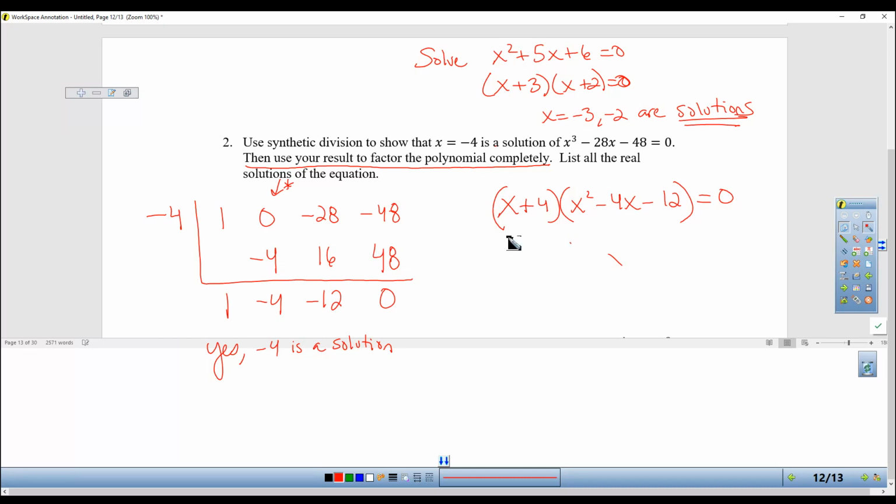Come on, that's awesome. So x plus 4 times, remember, I'm going to do first, outer, inner, last. So the first times the first makes the first. The last times the last makes the last. But the inners and the outers have to add up to this. So I'm going to choose -6 and +2 because the last times the last has to make the last, and the inners and the outers have to add up to the middle term, which they do.